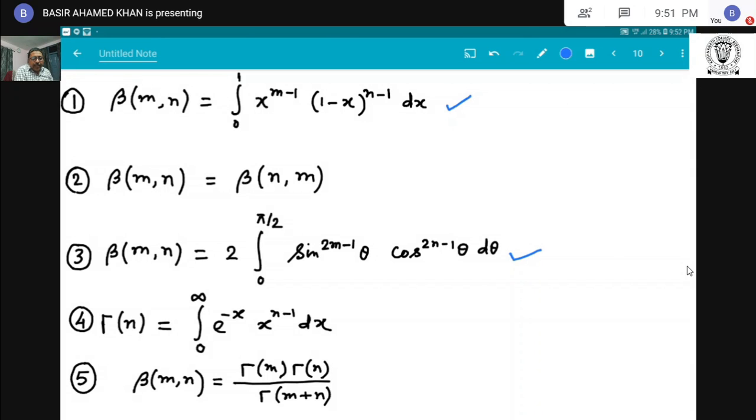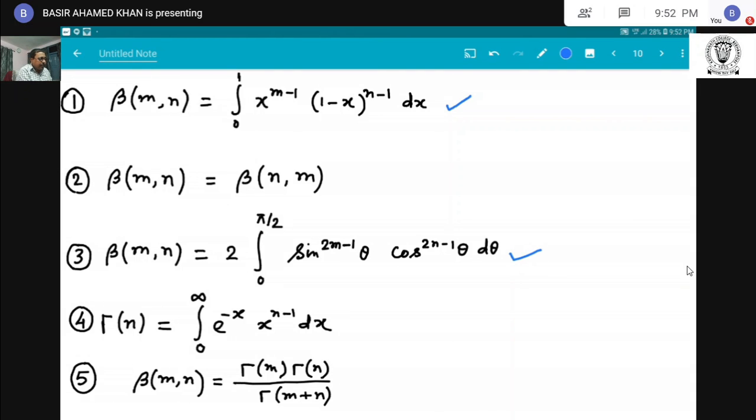This is another form of beta function. Now, gamma function, gamma n, is represented as integration over 0 to infinity e to the power minus x, x to the power n minus 1 into dx. And lastly, the relation between gamma function and beta function. Beta mn equal to gamma m, gamma n divided by gamma m plus n.